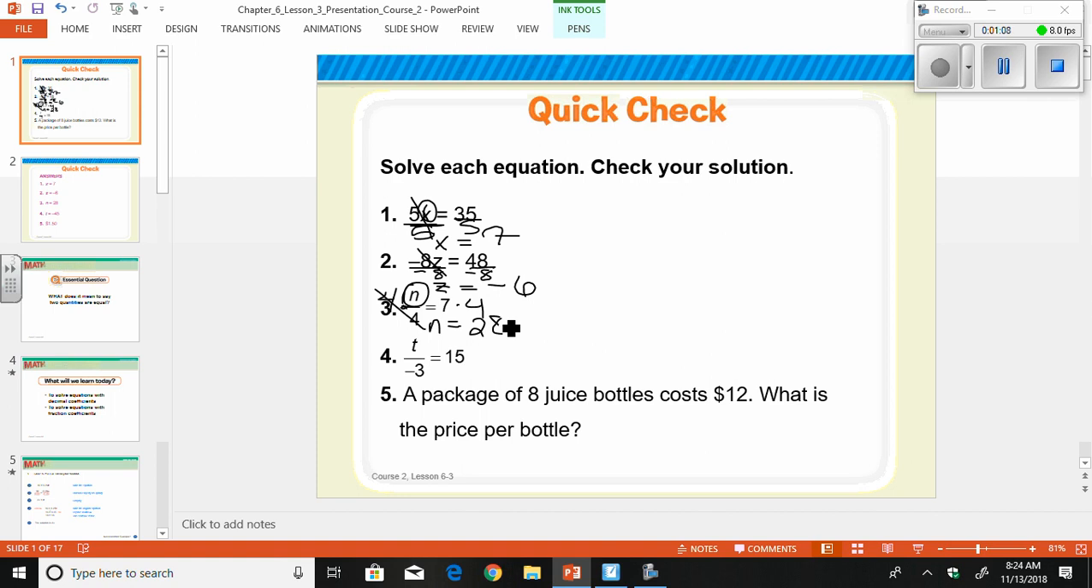T divided by negative 3. Again, we're dividing, and we want to get that t by itself, so I do the opposite. I multiply by negative 3. And if I do it on one side, I do it on the other. I'm left with t is equal to negative 45.